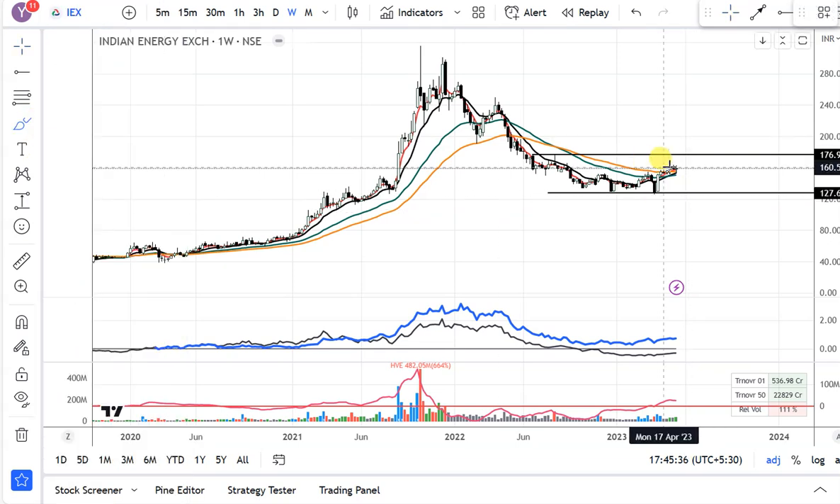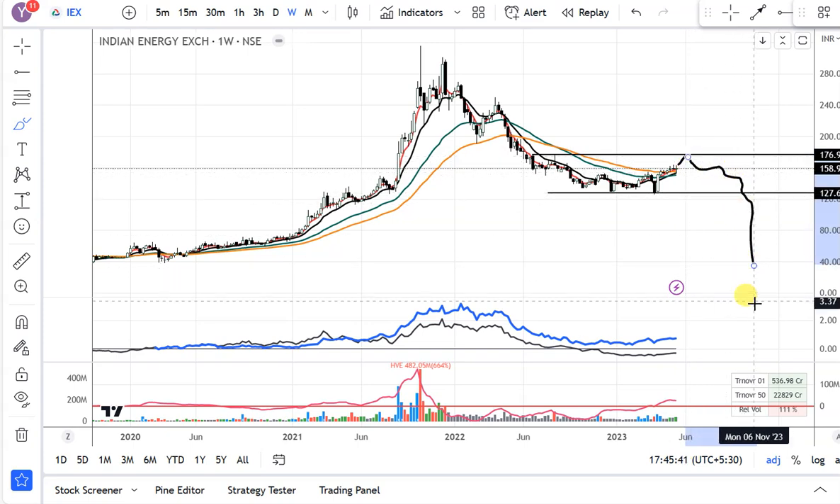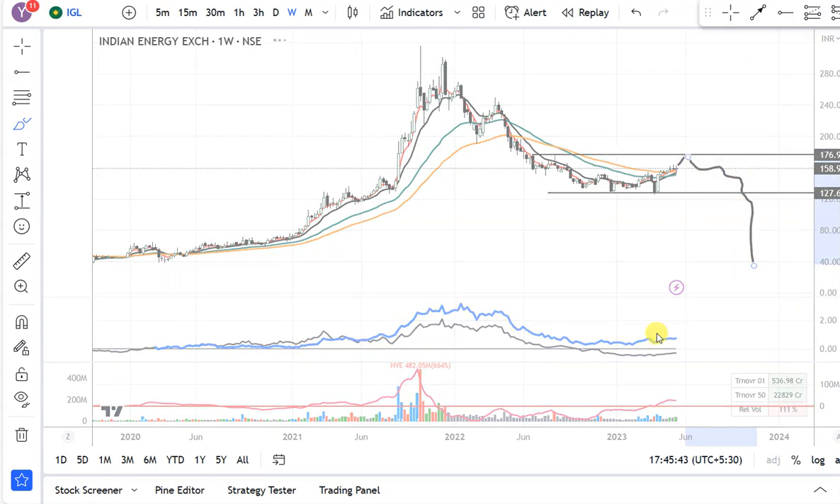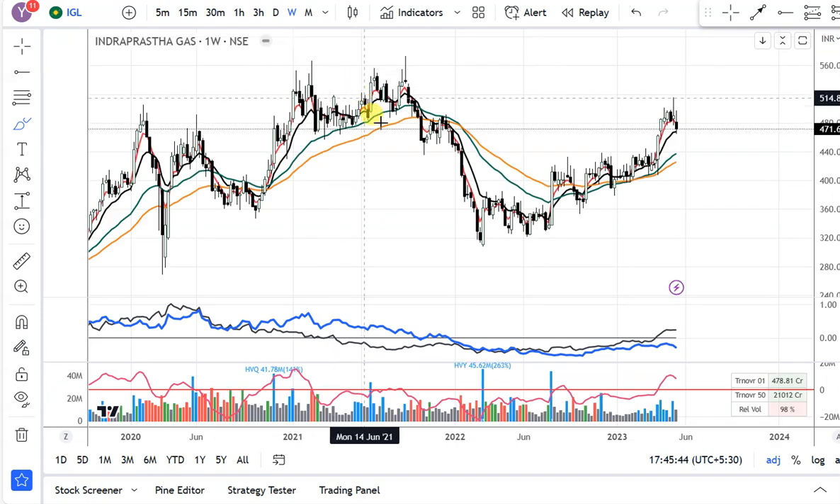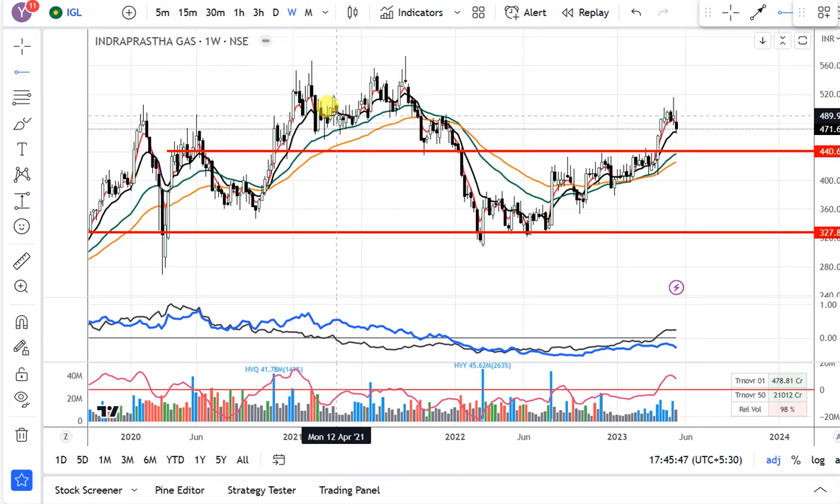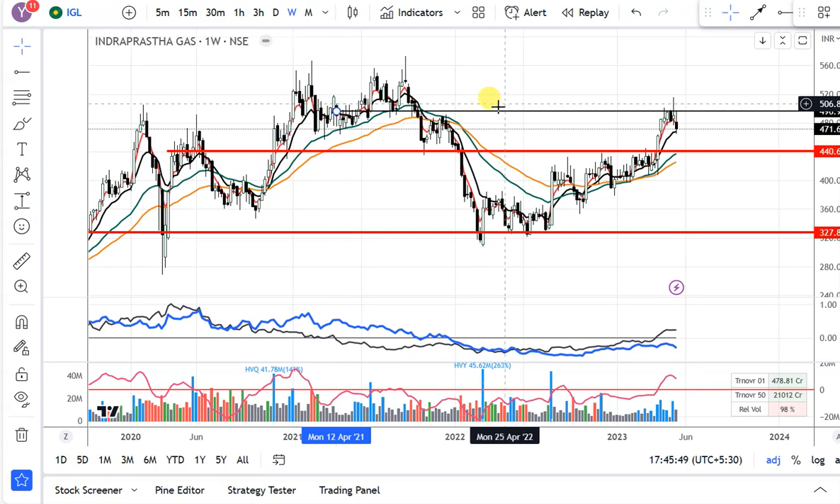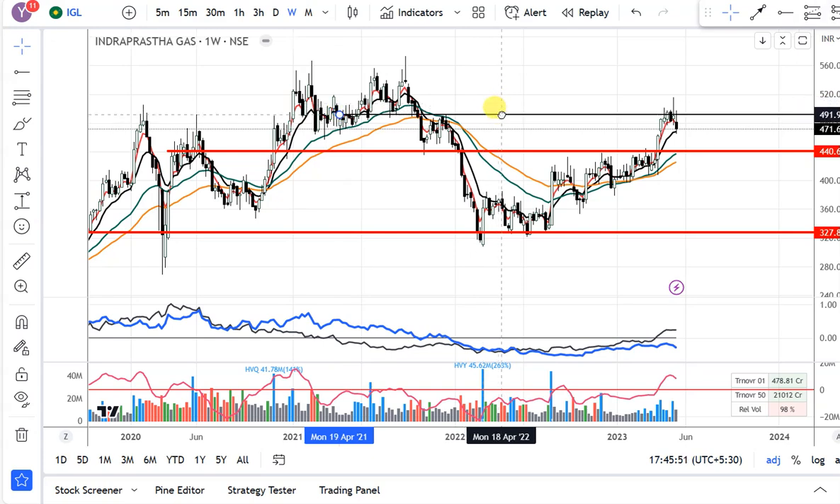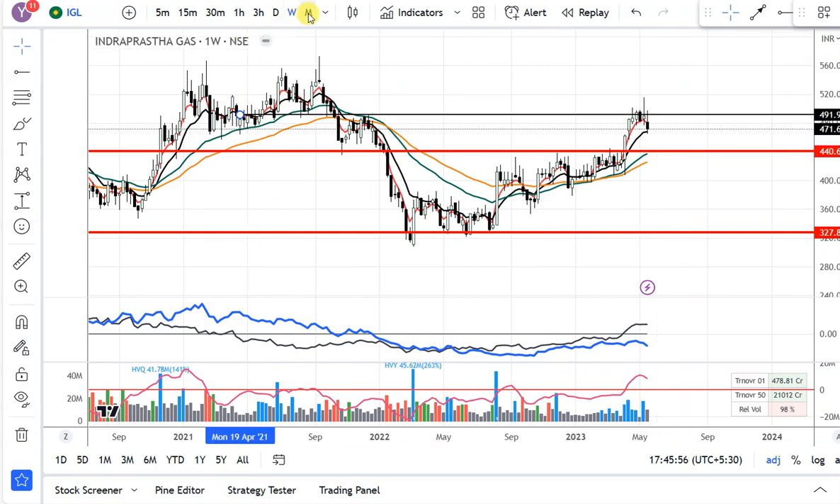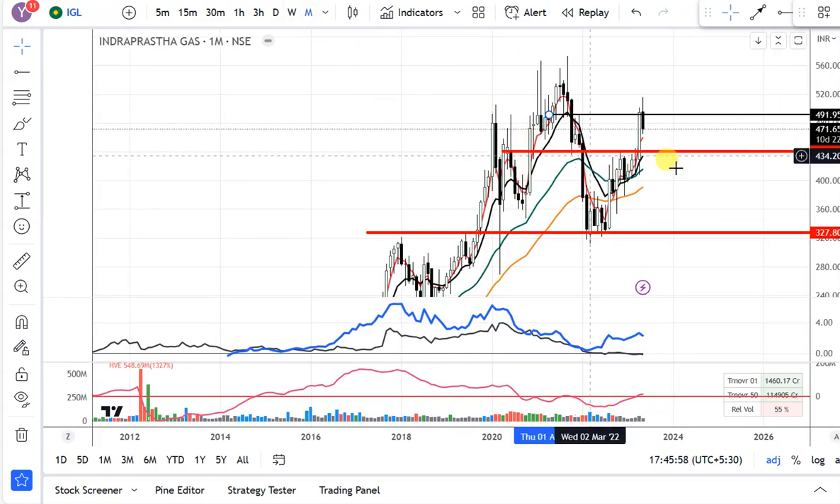Indraprastha Gas took a hit from this resistance of 1491. So let us see what is happening on the monthly time frame. Yeah, it is that big candle which has been creating problems. So until this breaches 517, there is nothing in IGL.